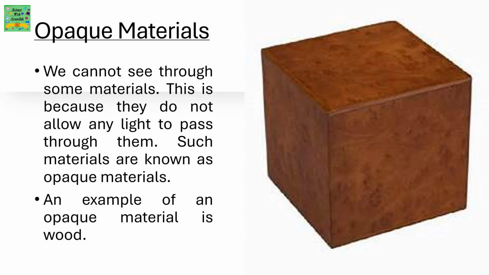Opaque materials. We cannot see through some materials. This is because they do not allow any light to pass through them. Such materials are known as opaque materials. An example of an opaque material is wood.